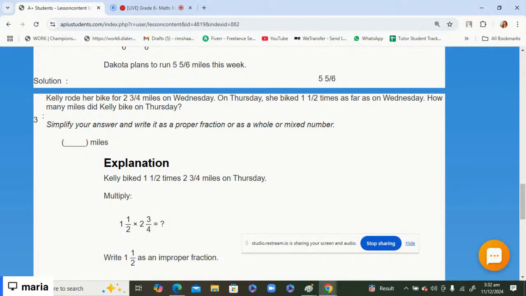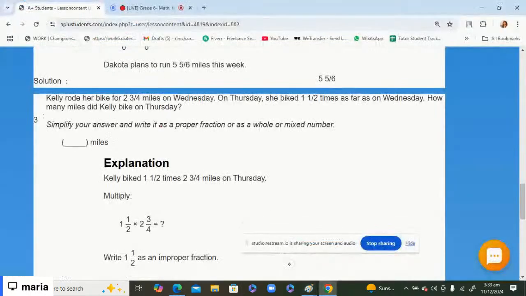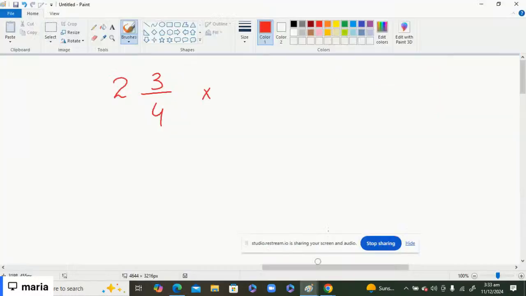So the Wednesday distance is given, and they are saying that on Thursday it's 1 and 1/2 times as far as on Wednesday. It means that you're going to multiply these two numbers and then check out the answer. Let's do it. So it's 2 and 3/4 times 1 and 1/2.